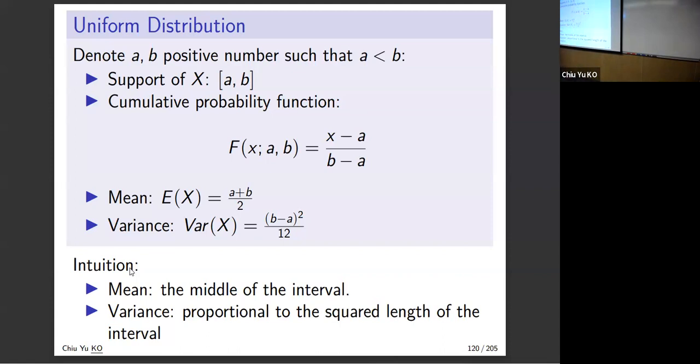Mean is very simple, just the middle value, A plus B over 2. And variance will be the square of the range over 12, where B minus A is the range. And don't ask me how we get these two, it's just calculus, just calculation, and we don't really care because what we use is this number.